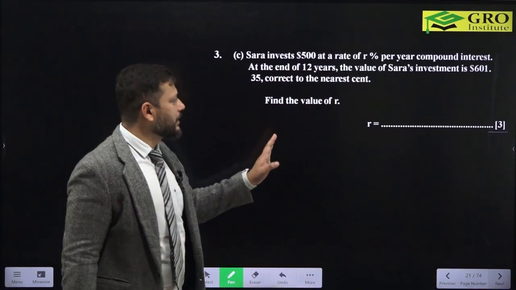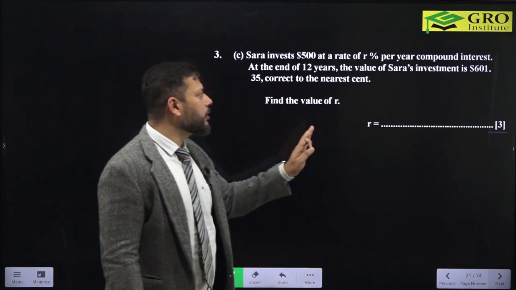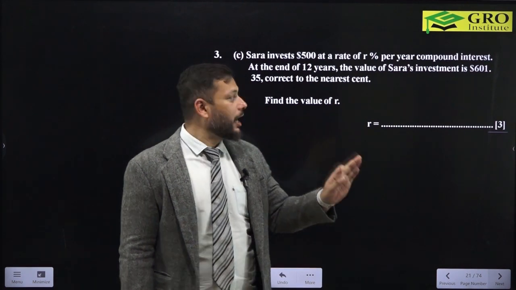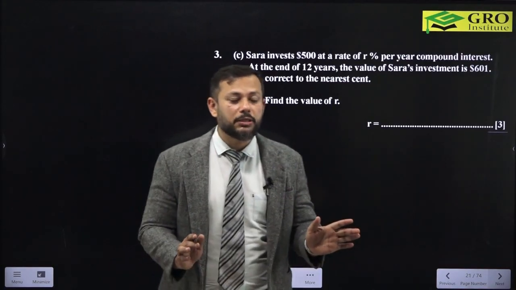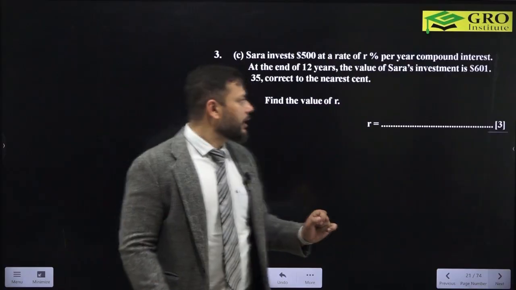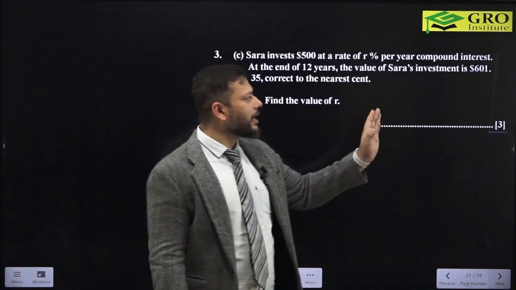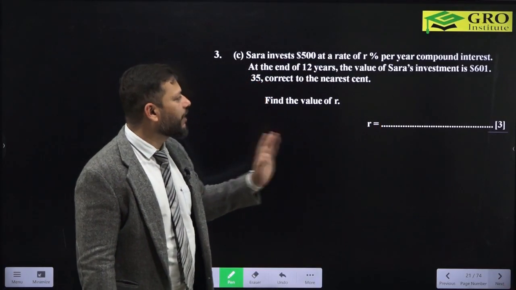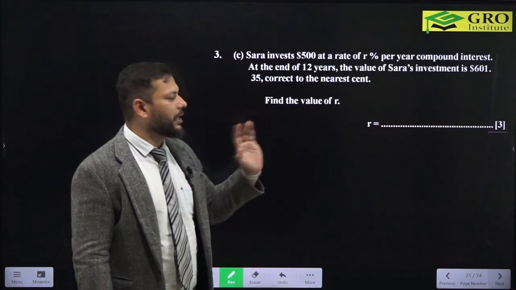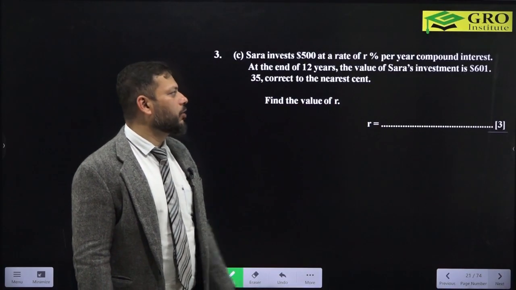Let us look at part C. A very good question, guys. Sarah invests $500 at a rate of R% per year compound interest. This question is about compound interest, right? At the end of 12 years, the value of Sarah's investment is $601.35, correct to the nearest cent. They have written it to the nearest cent. Find the value of R.